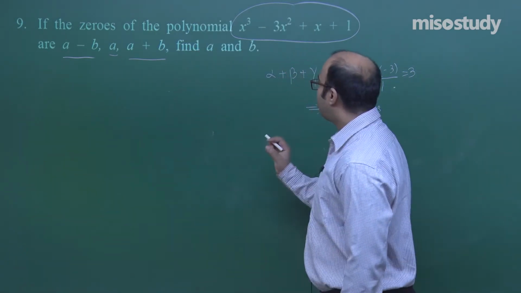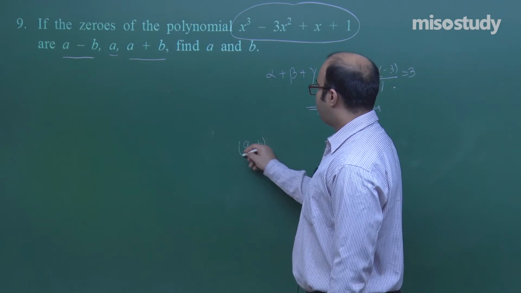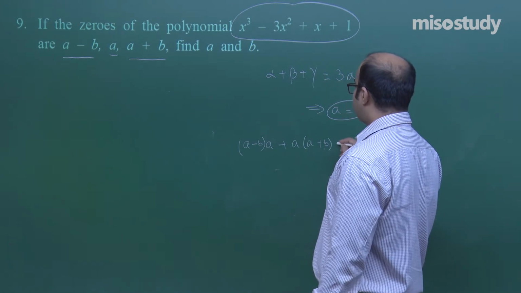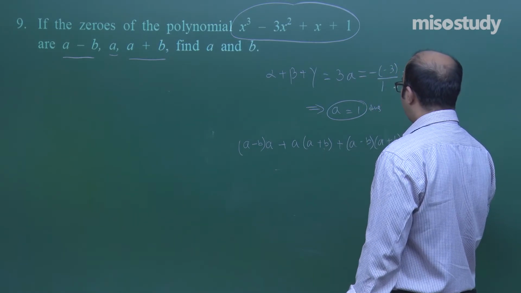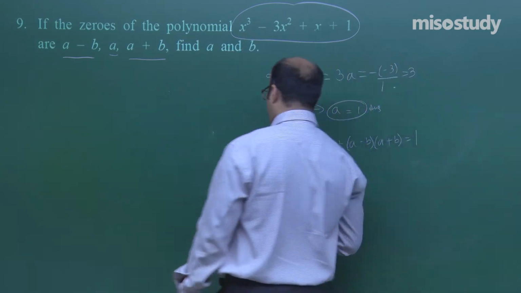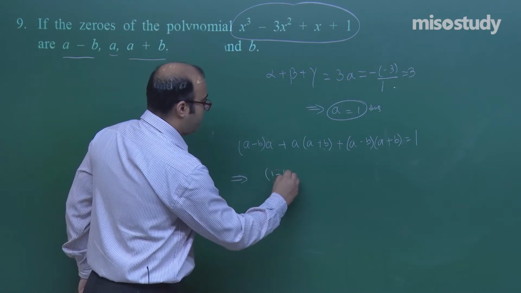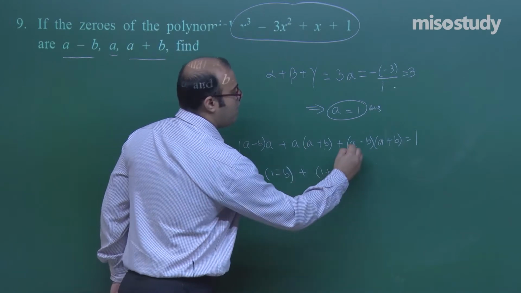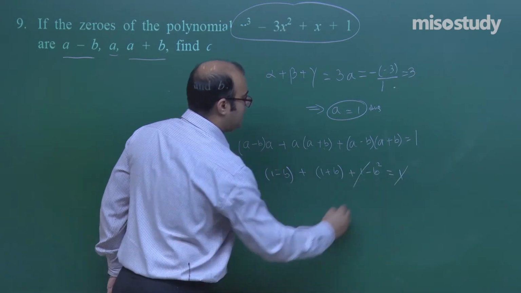Now we will take the product of the roots taken two at a time. So a minus b into a plus a into a plus b plus a minus b into a plus b, and this value is equal to c by a, that is 1 by 1. So this we will write. Now we already know the value of a, which is 1. So this will become 1 minus b, and this is 1. This will become 1 plus b, and this is also 1. This is 1 minus b into 1 plus b is 1 minus b square is equal to 1. Let us cancel this one.